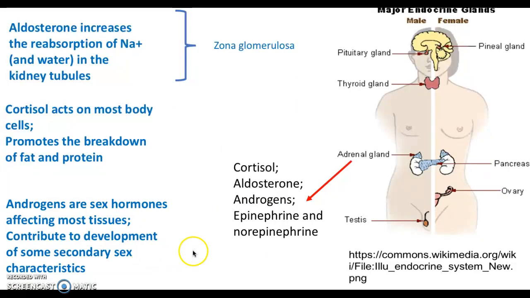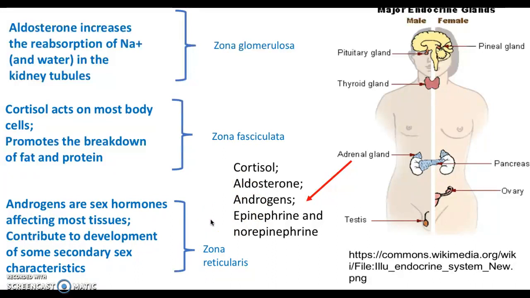Aldosterone comes from the outermost layer of the adrenal cortex called the zona glomerulosa. Cortisol comes from the middle region of the adrenal cortex called the zona fasciculata. And these androgens come from the deepest region of the adrenal cortex called the zona reticularis. And I want to make the point here that the adrenal cortex is separate from the adrenal medulla.